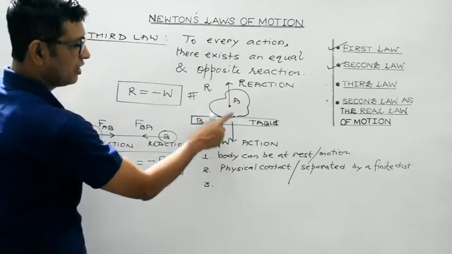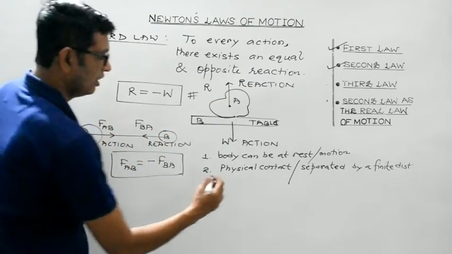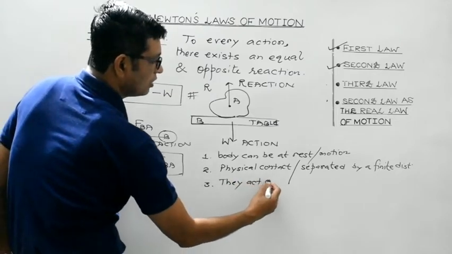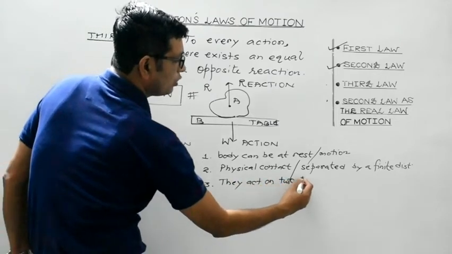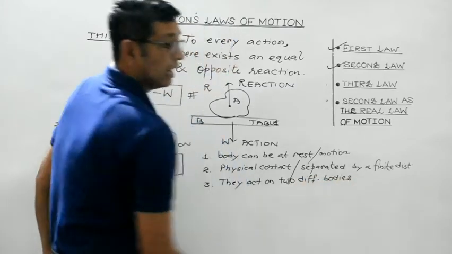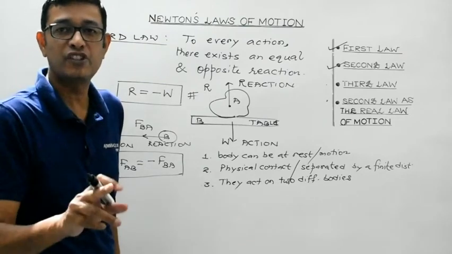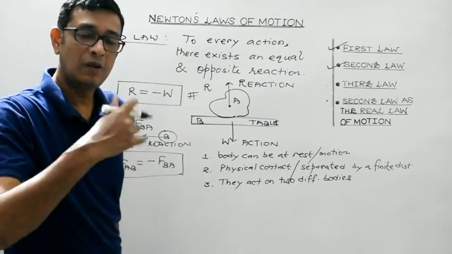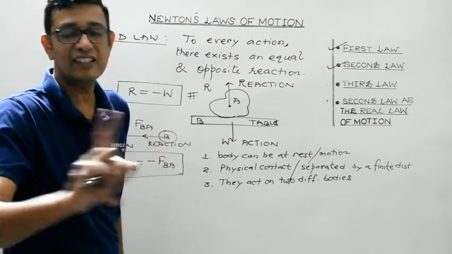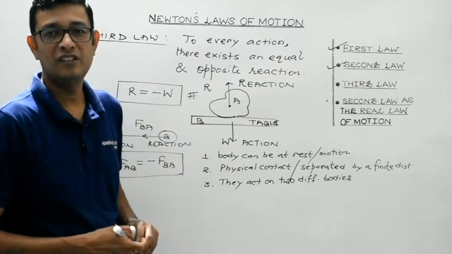Look, this is action and this is reaction. This can be termed as action, this can be termed as reaction. So, action and reaction act on two different bodies. And students, this is the only reason because of which, although they are equal in magnitude, oppositely directed, they do not cancel out the effect of each other. They never cancel out the effect of each other.